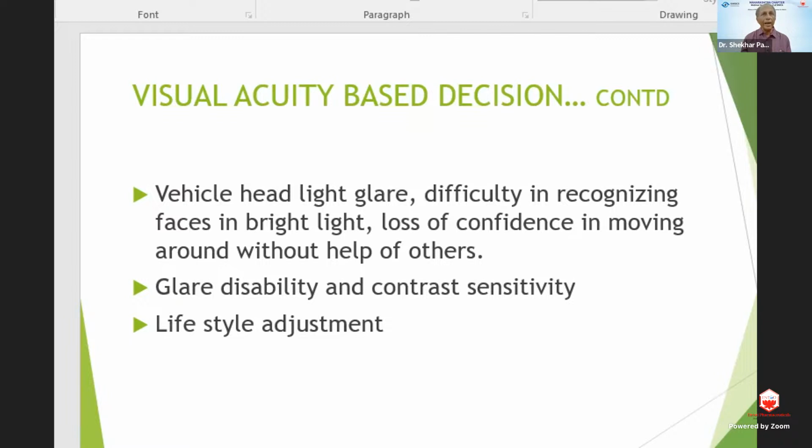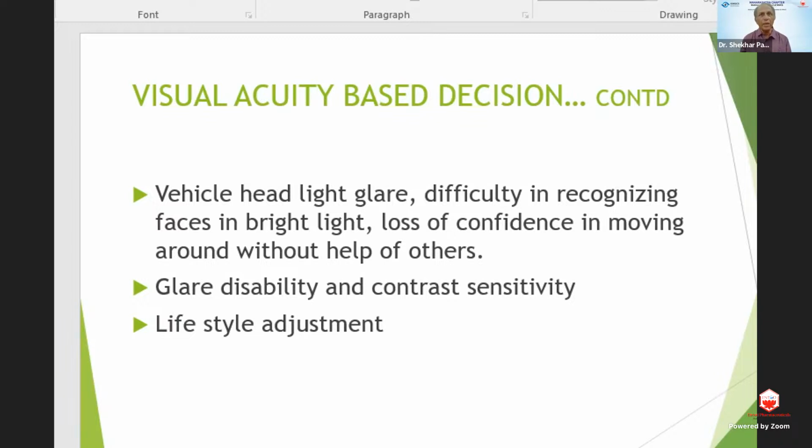The vehicle headlight glare, difficulty in recognizing faces in bright light, loss of confidence in moving around without help of others because of visual handicap. Such handicap dictates early time of surgery. Glare disability and contrast sensitivity are two important and interesting vision handicaps that must be taken into account while advising the surgery.